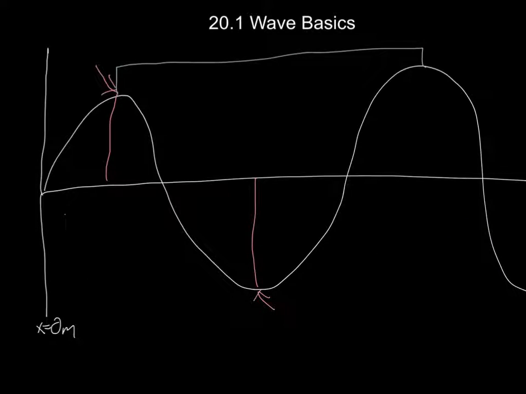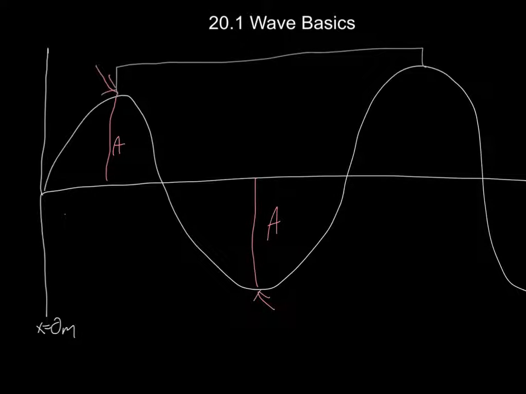Now, how do waves distinguish themselves from one another? There are a few different variables that we can use to talk about what makes a different wave. The first one, which should be familiar to you from simple harmonic oscillators, is this A right here. This is going to be the amplitude of the wave.